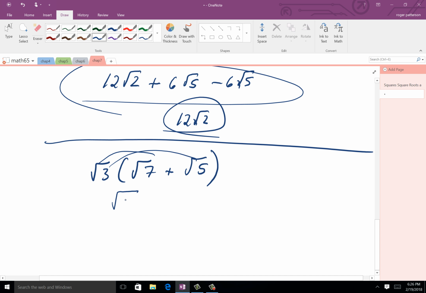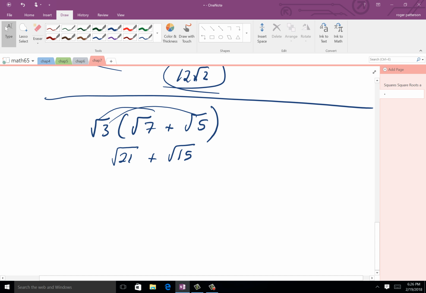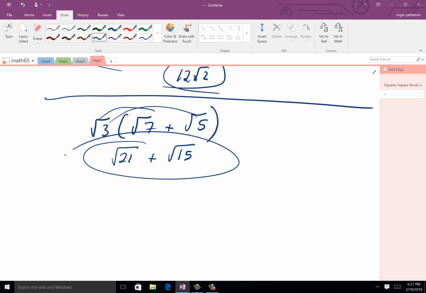Square root of 21, good, plus square root of 15, good. Okay. Let's see, can we simplify those at all? Can we break them down? Anything going into 21? No, none of our square roots go into 21. What about 15? Anything going in there? Mm-mm. Okay. So can we add these then? No, they're not common. We leave them alone. All right, that's it. Can't break them down. Can't add them. We're done.